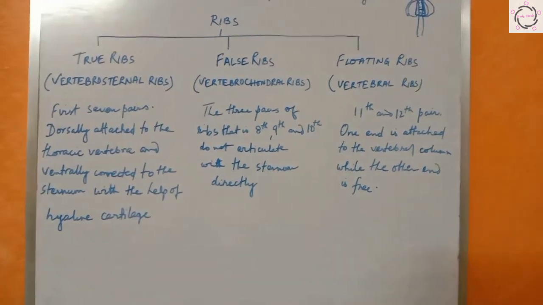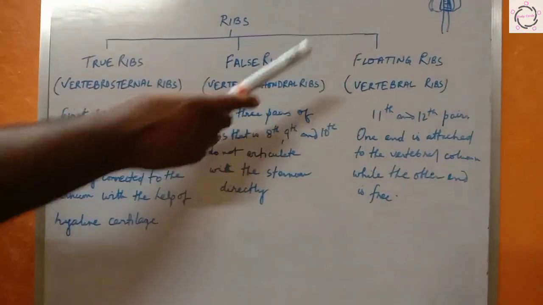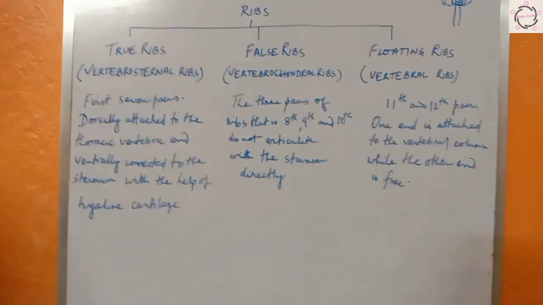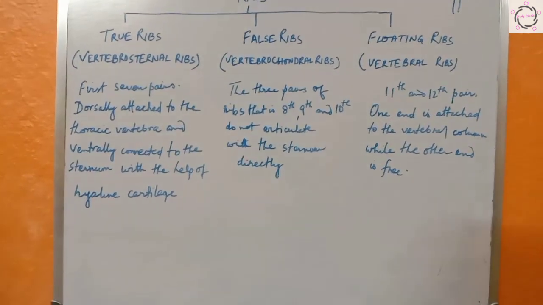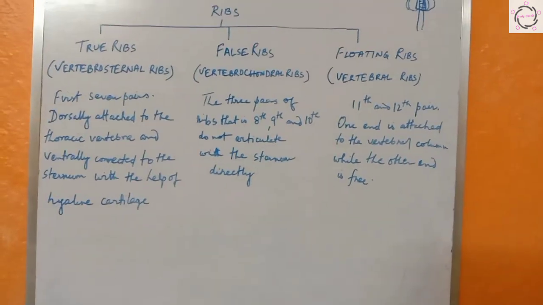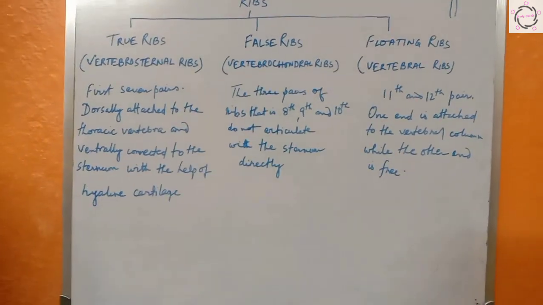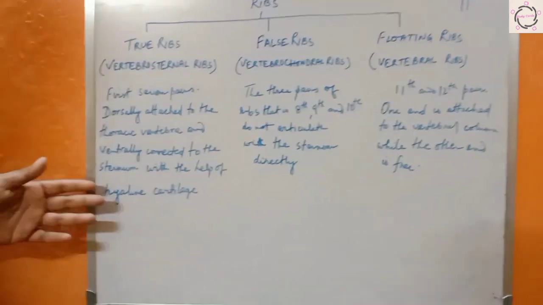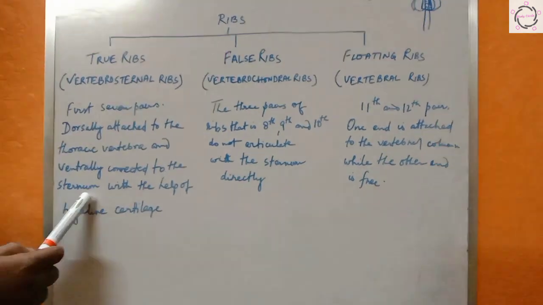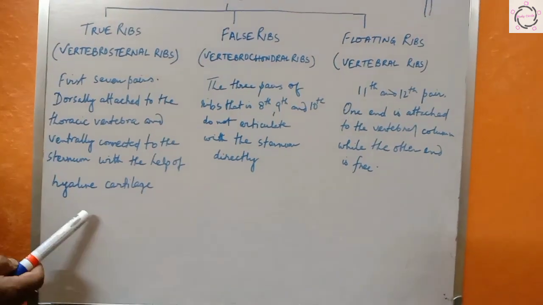Now let's see the details. The first 7 pairs of ribs among the 12 pairs are dorsally attached to the thoracic vertebrae and ventrally connected to the sternum, which I showed in the diagram. It is connected to the sternum with the help of hyaline cartilage. Often questions come in competitive exams: where is hyaline cartilage situated? You have to answer that correctly: hyaline cartilage binds the ribs with the sternum ventrally. So these are true ribs.